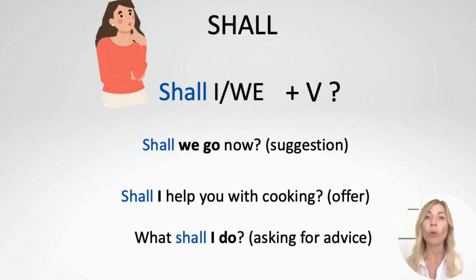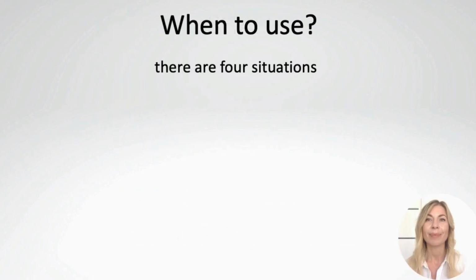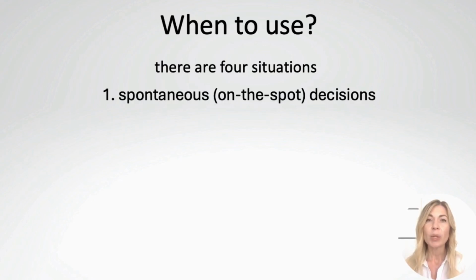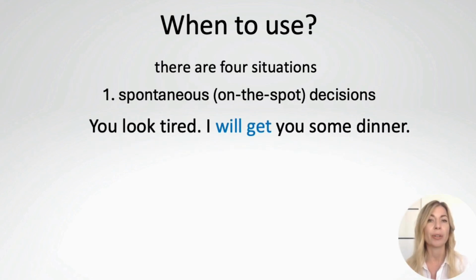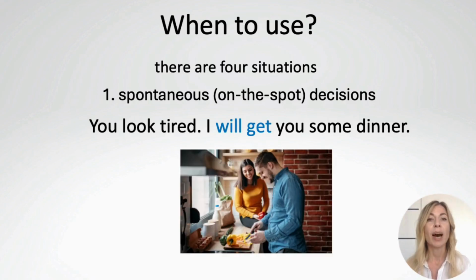Now, when we are all clear how to form sentences in future, let's look at when to use this tense. Briefly speaking, there are 4 situations when we can use future simple. The first one is when we are talking about some spontaneous or on-the-spot decisions, something we haven't planned. As in this example, you look tired, I'll get you some dinner, right? I wasn't planning this. I can see the person is tired, so I just will get some dinner. I'll make something.